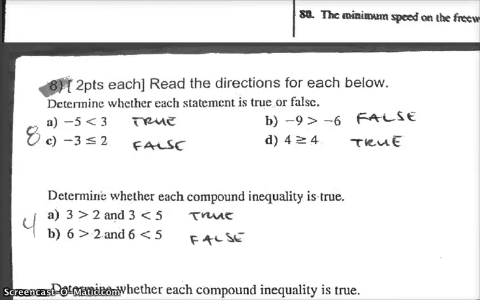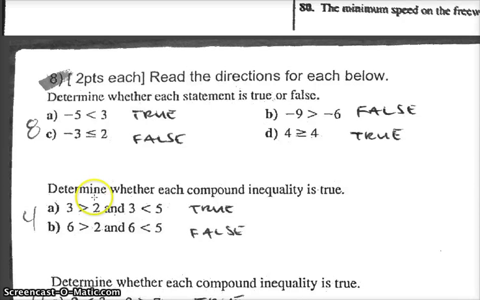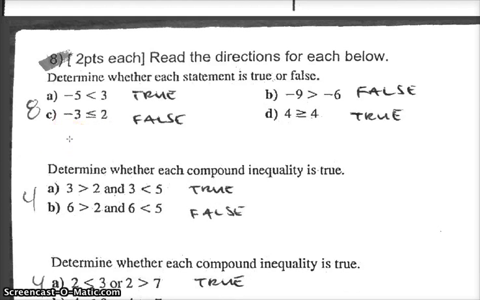Question number 8, you can see the answers are true and false. Remember, sometimes I don't use the words less than, I might use the words smaller than. For example, on C, negative 3 is smaller than or equal to 2. 2 is greater than or equal to negative 3. That's true. This one should be true. So if I marked that wrong, just show me after your quiz or after your test tomorrow.